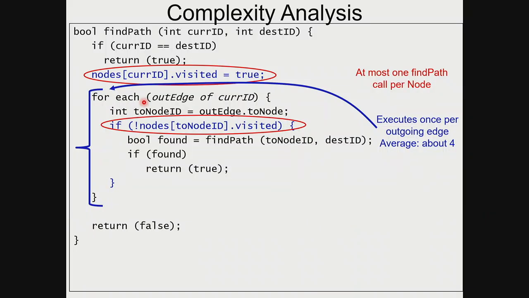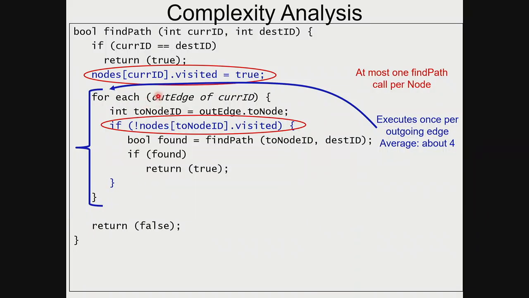In a typical map, an intersection will be connected to, let's say, four other intersections. That's a typical city map. You won't find any city where each intersection is connected to every other intersection. That's not even a feasible city anymore.